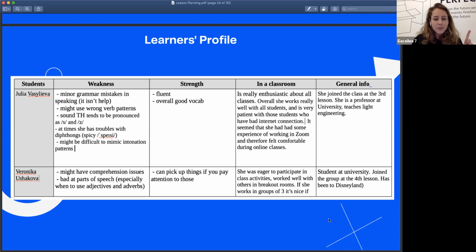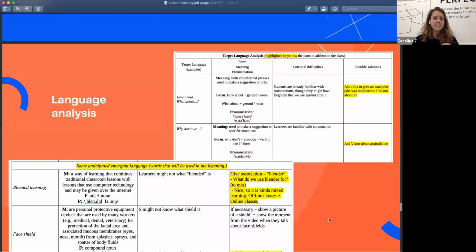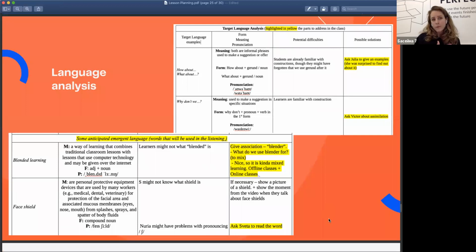The next elusive component that I have is language analysis. I prepare this language analysis before the classes because it helps me a lot. In what way? In the first column, I usually put the target language that we are going to learn with our students. For each target language, we have meaning, form, pronunciation, always. And then I predict what potential difficulties students might have with this precise target language, with this functional language chunk or with this vocabulary item.